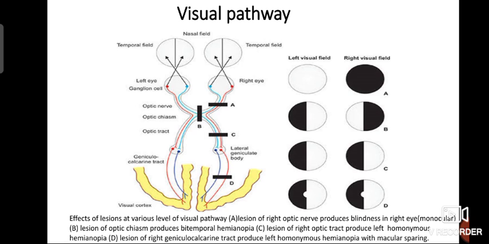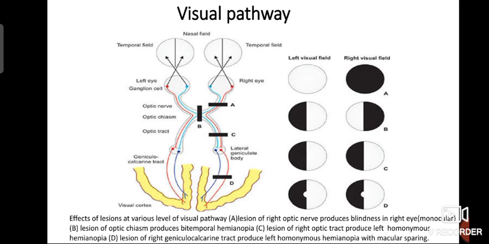And lesion of the right optic tract. In the right optic tract, the fibers come from the right temporal field and left temporal field, the right nasal field and left temporal field fibers, and the lesion is on these fibers.